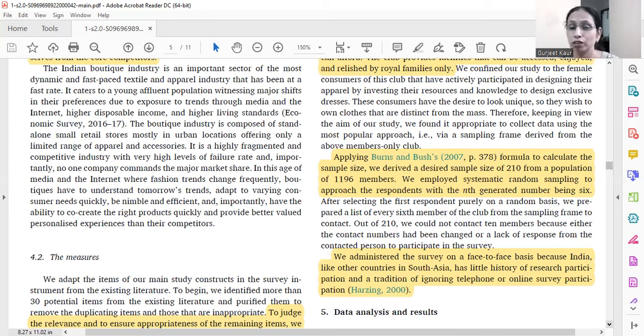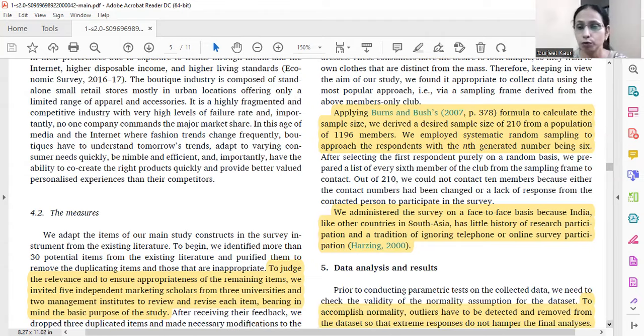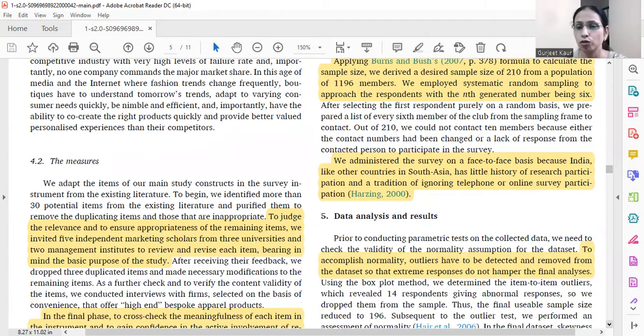If you can obtain the list of the population, it is always better to go for the probability sampling technique. We administer the survey on a face-to-face basis because India, like other countries in South Asia, has little history of research participation. Online survey participation is not successful in India as well. Am I clear, sir?